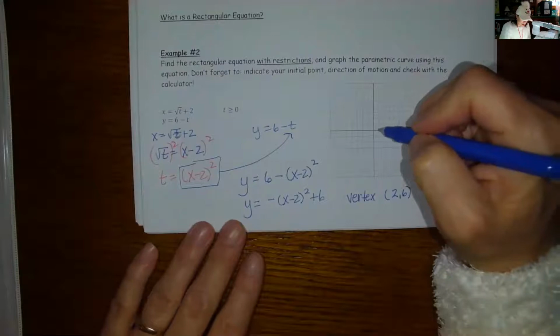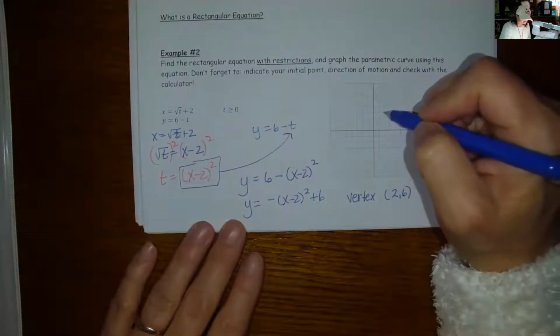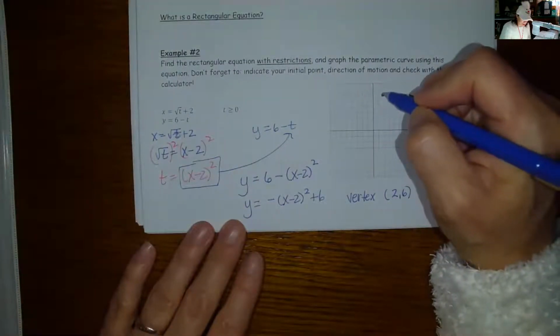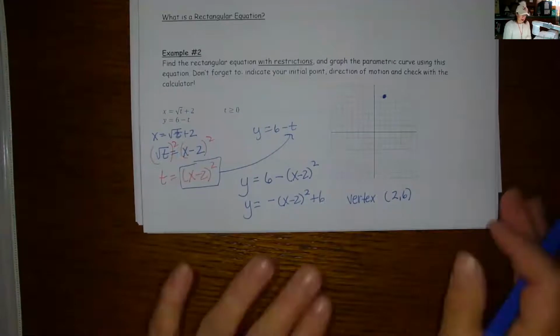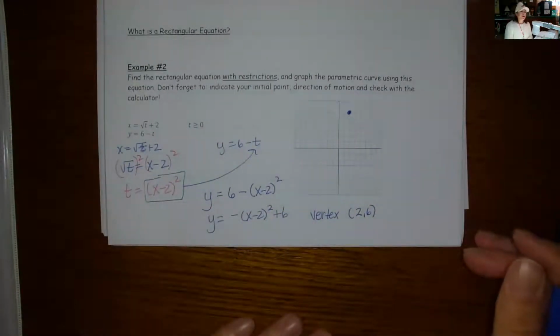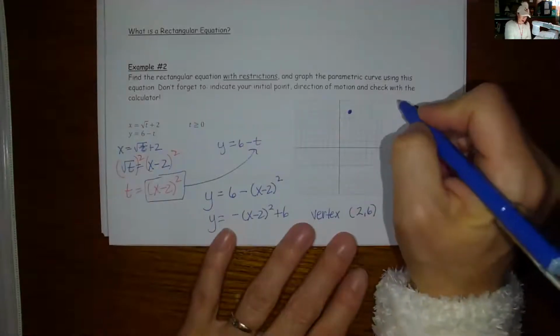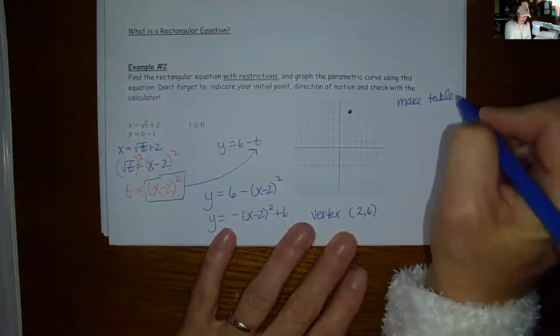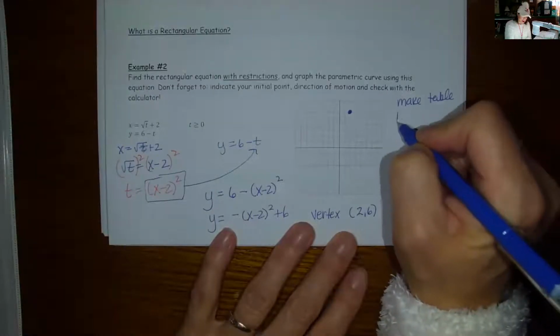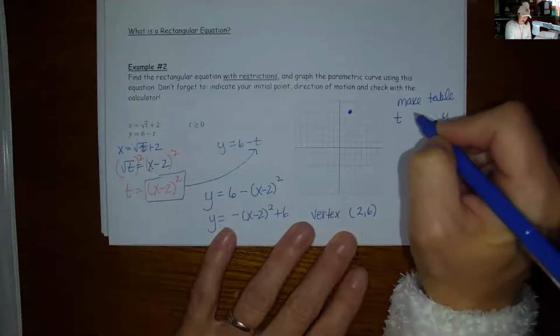Okay, let's graph that. 1, 2, 1, 2, 3, 4, 5, 6. All right. Now, do I have to make a chart or can I graph a parabola? Do you already know how to graph that? I'm going to make a table so that your brain will see how these go together. We need t, x, and y.